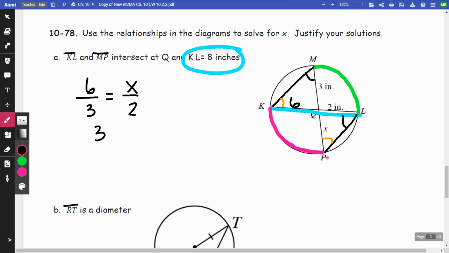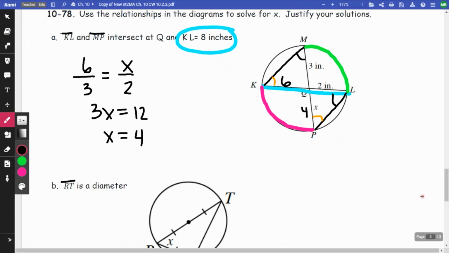I cross multiply and solve. I get 3x is equal to 12. I get x is equal to 4. So this is a 4. So what is always going to end up happening here is whatever the product of these two segments are, it's going to equal the product of these two segments. So I also could have looked at this and gone, okay, 6 times 2 equals 3 times x. So 12 is equal to 3x, so x is equal to 4.